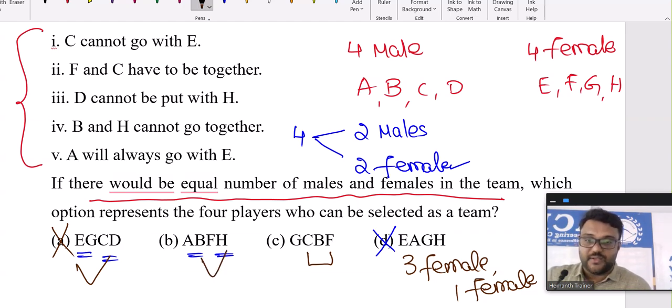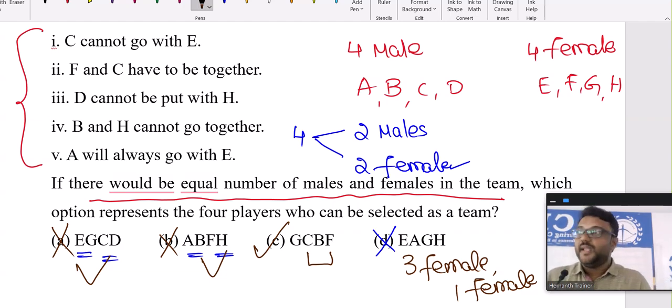At least with that, I think you can eliminate B. B and H cannot go together. When B is there, H no. When H is there, B no. Here you can see option C is satisfied. When B is there, H is not available. And A must go with E. That is not satisfied in option B. When A is there, you must and should require E. That is also not there in option B. So B violated many rules.